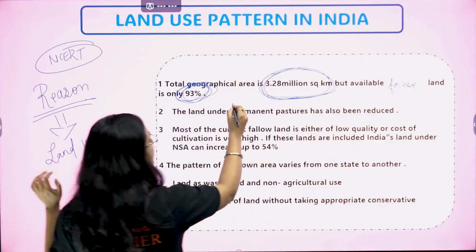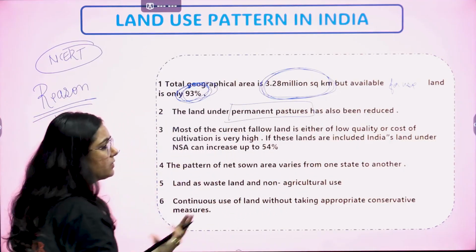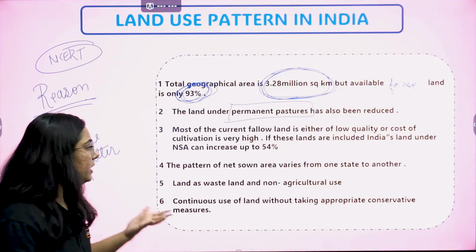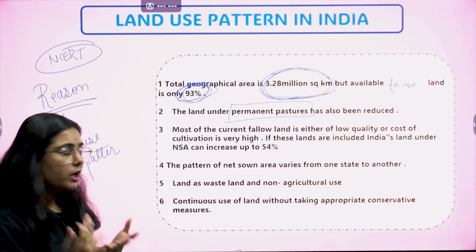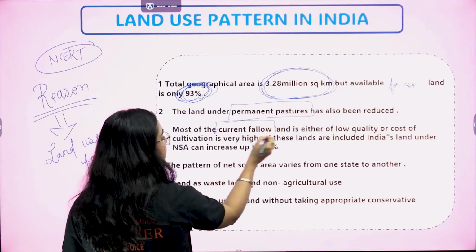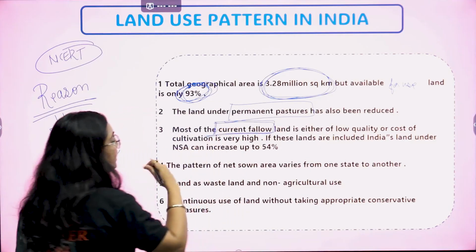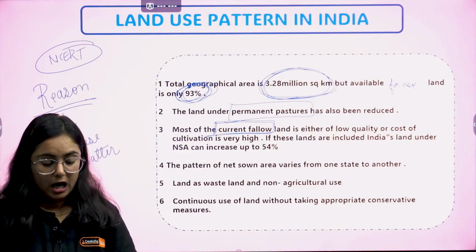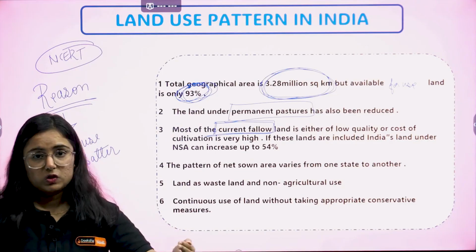Day by day this permanent pasture has been reduced. Permanent pasture is reduced, then how will animals get grazing food? Okay, talking about current fallow land, we have so much current fallow land increasing day by day, and this land is of very low quality. Now, this land can be made useful, right?